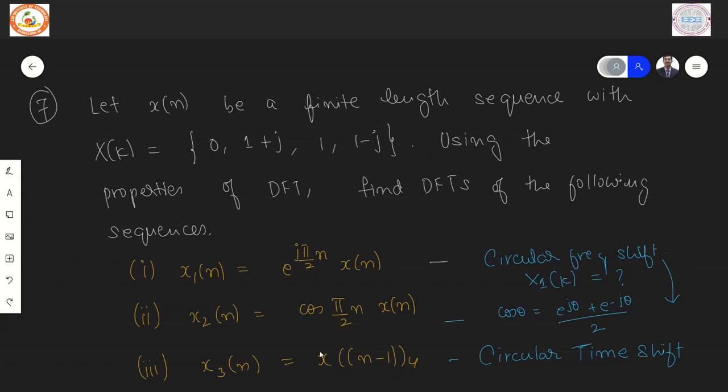In the third case, x3 of n is equal to x of n minus 1 mod 4. So here the shifting is done in the time domain. Therefore, this property is called the circular time shift property, and we know in the respective frequency domain we have to multiply it by the complex exponent. So appropriate multiplication of X of k with that exponent will provide you with the answer, which is called X3 of k. So I recommend students to please try this out and come up with the solution.